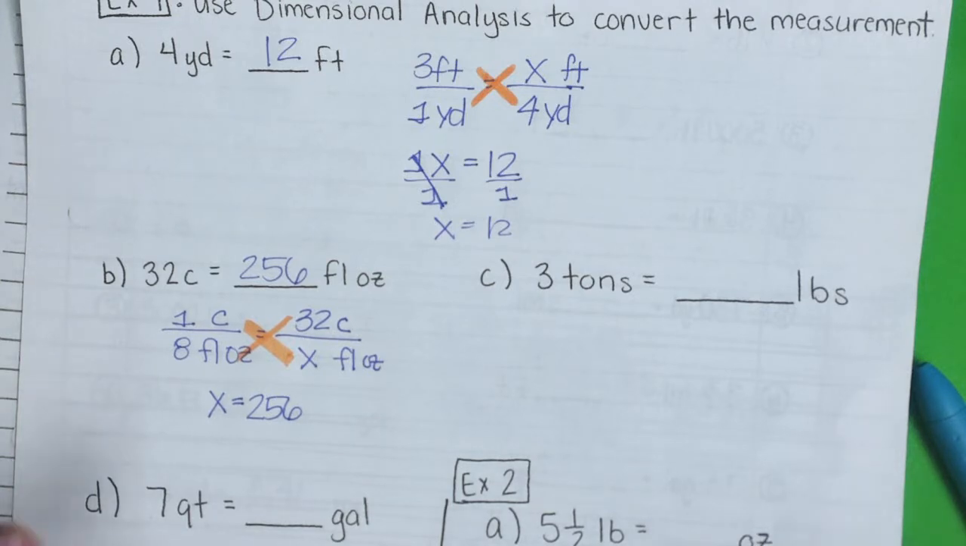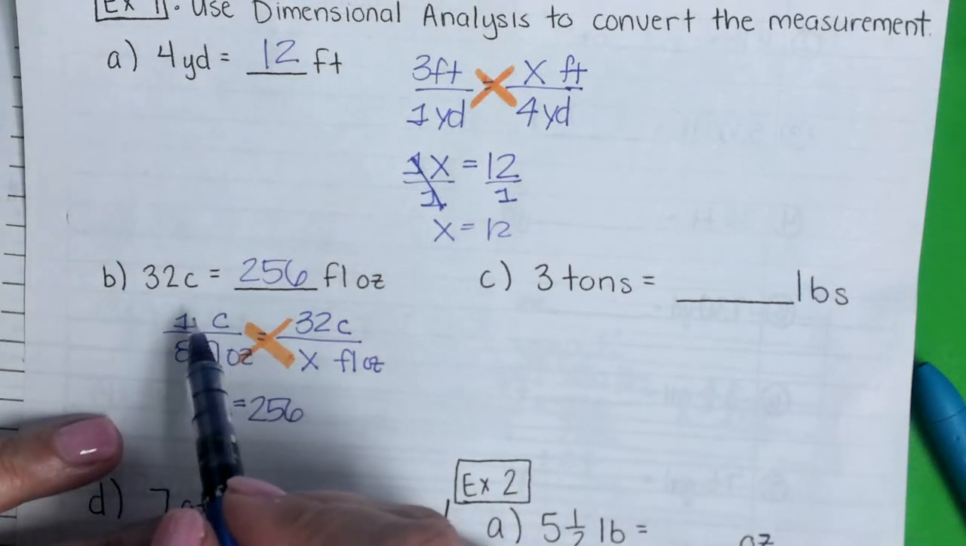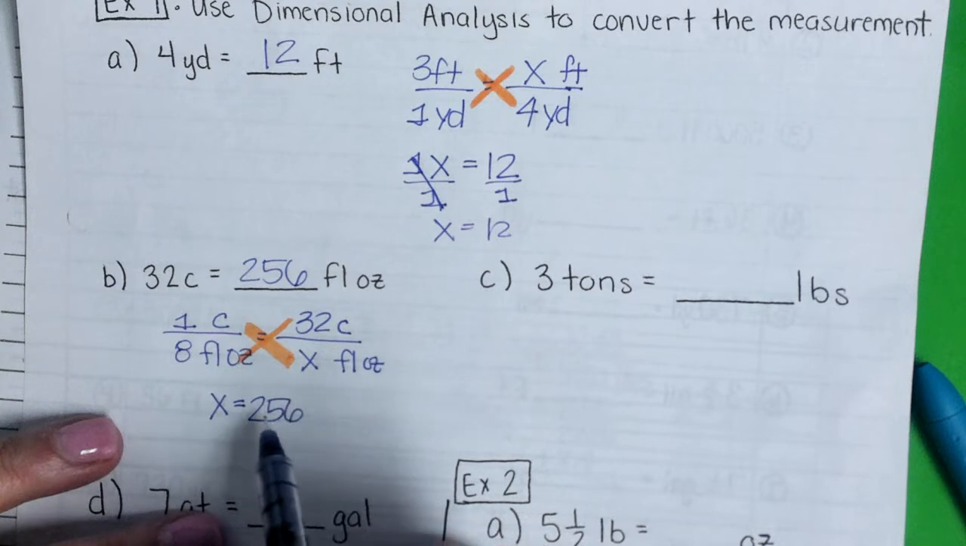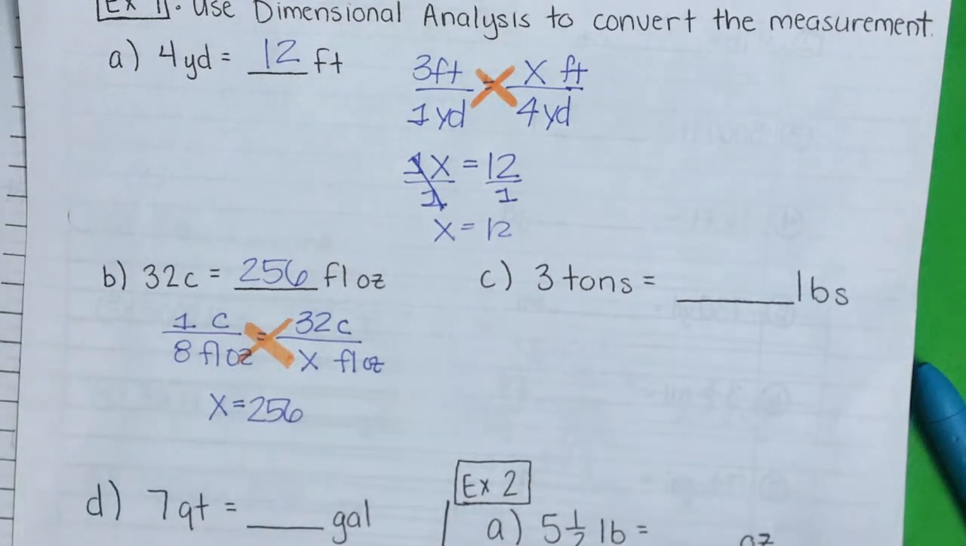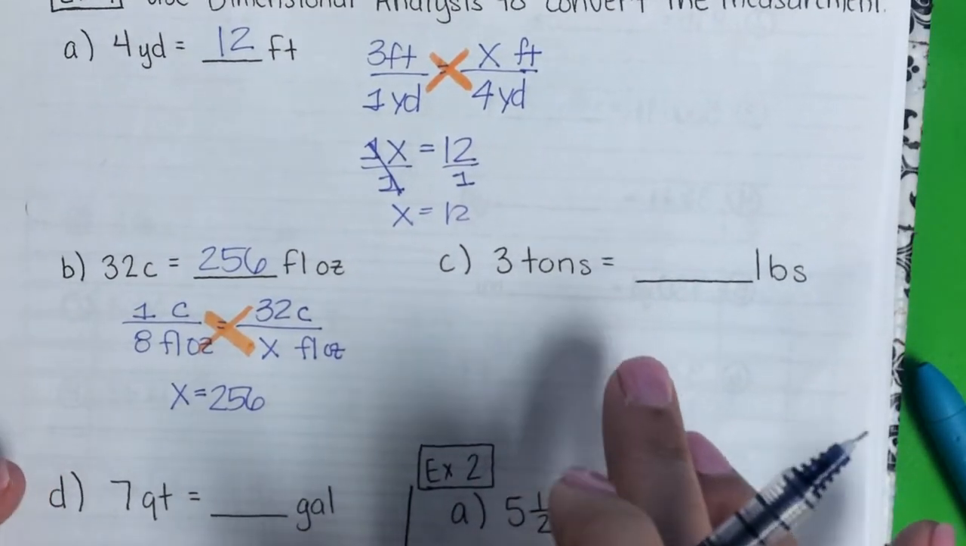Now, again, because they were friendly numbers and I'm starting off with 1, I could have said 1 times 32 gets me to 32. So 8 times 32 gets me to 256. But I want you to get in the habit of using cross multiplying because it will work every single time. It's like fractions. The easier way is the harder way of fractions.